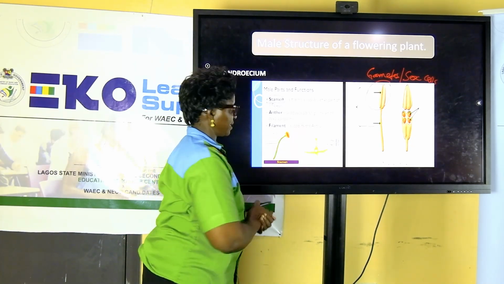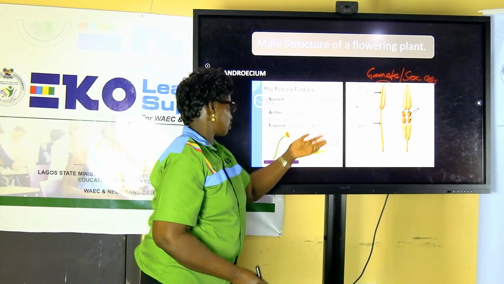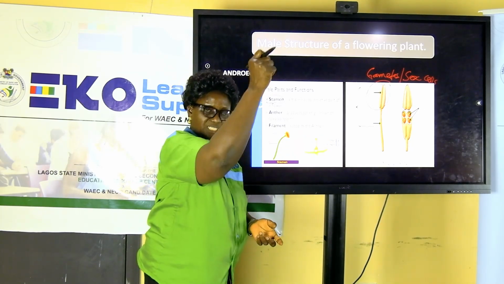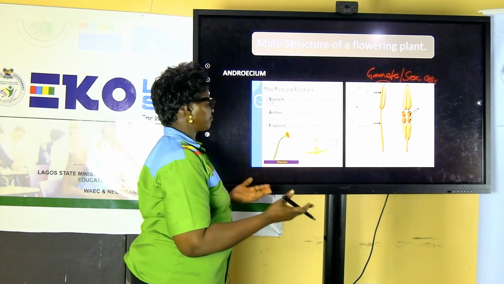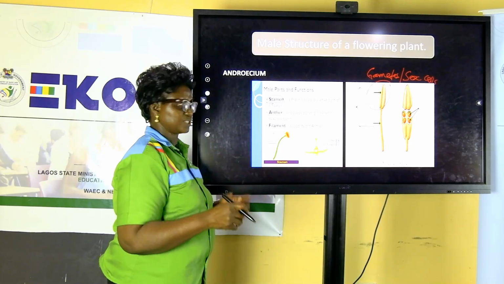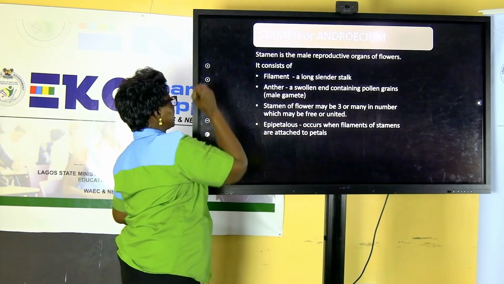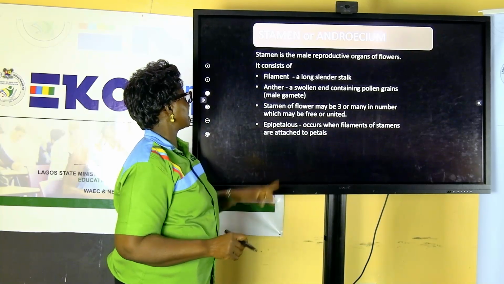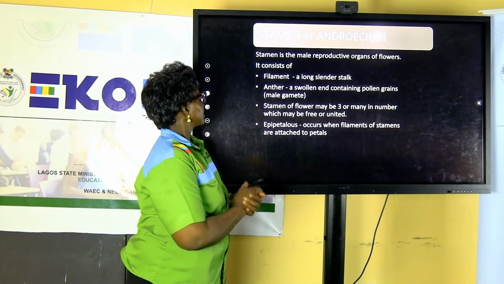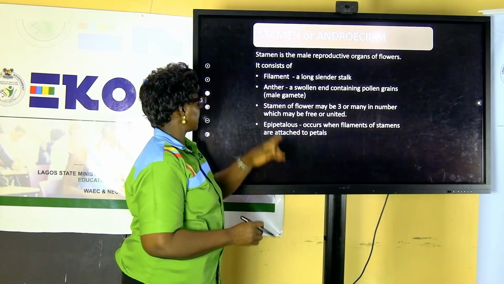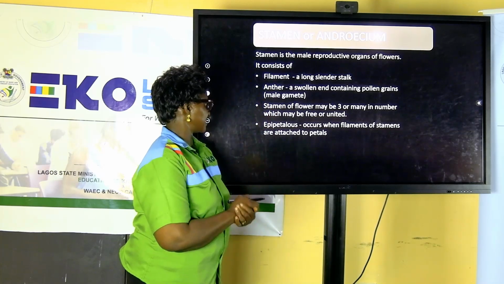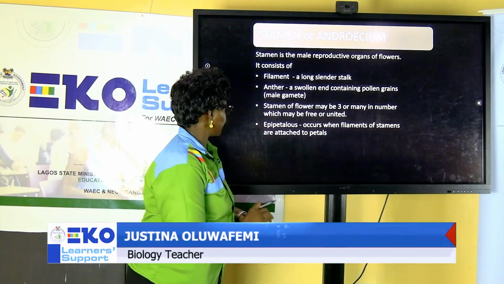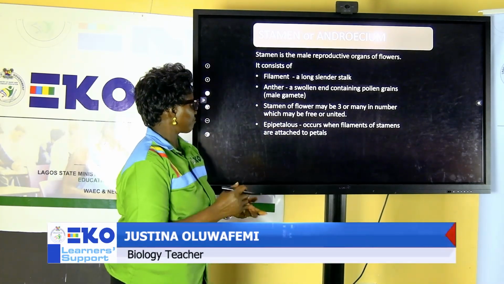Then we have the filament. What is the purpose of the filament? It is to support the anther, to hold it and ensure it goes up. Different flowers come in different ways. In another class, we'll be looking at all those variations very clearly and in detail. Stamen is the male part. We have mentioned it. It has a filament. It has anther.